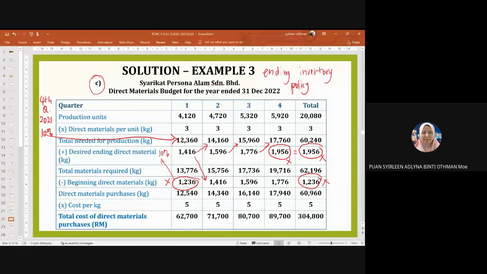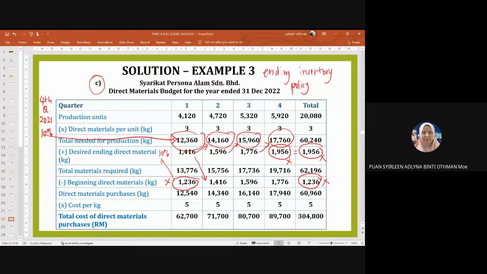In this question, it says 10% of the requirement, so we multiply the requirement by 10%. But in another question, it may take from other information, for example from the production units. So you need to really digest the information. Make sure you know where the ending inventory policy is taken from. The questions won't be similar; every time it has a different rate and a different ending inventory policy.